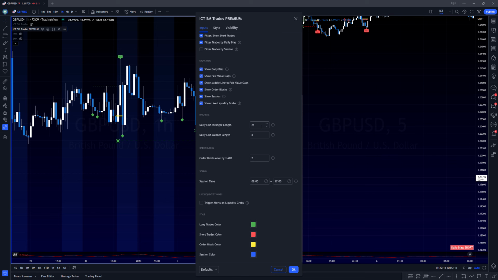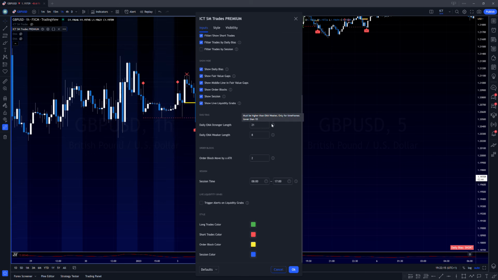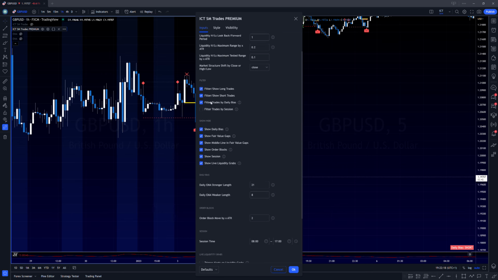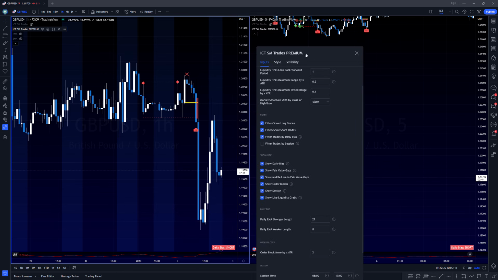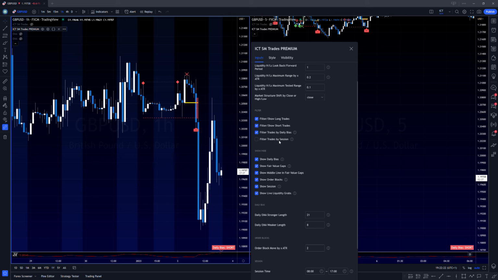This stronger length always must be higher than this weaker length. There is a description here as well. So this is filter trades by daily bias. This is filter trades by session, and now you can show daily bias or hide daily bias. It means only that this daily bias disappears or will show again. Show fair value gaps means that fair value gaps are shown or hidden. Show middle line in fair value gaps, this is this middle line in fair value gaps.